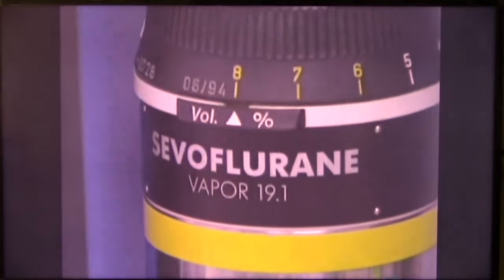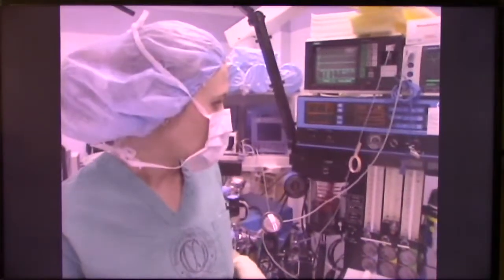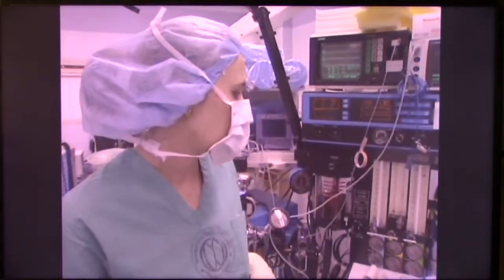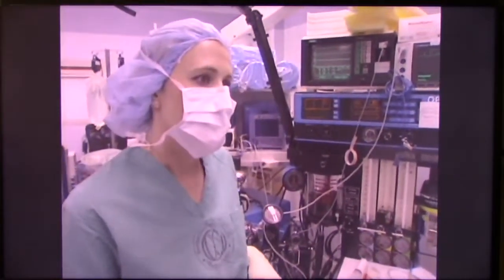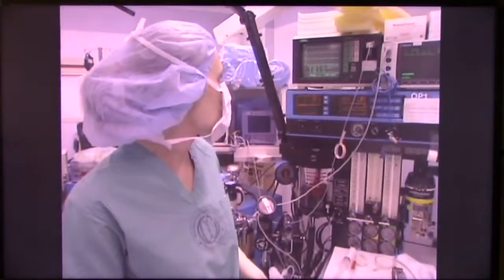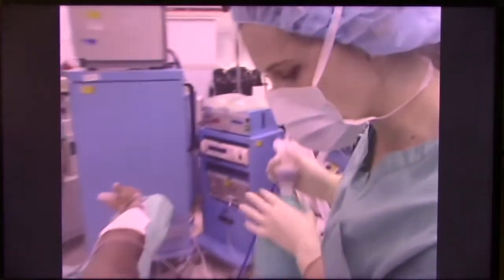Jennifer, what have you done back here? Basically, we've run the circuit. We have high flow oxygen on, and we also have turned 8% sevoflurane on. You've chosen sevoflurane? Yes. Why is that? Basically, since it's a non-pungent anesthetic, we can increase to high MAC values and cause a fast inhalation induction, unlike some of the other anesthetics. All right, looks like we're ready to start. All right. You ready? Okay.